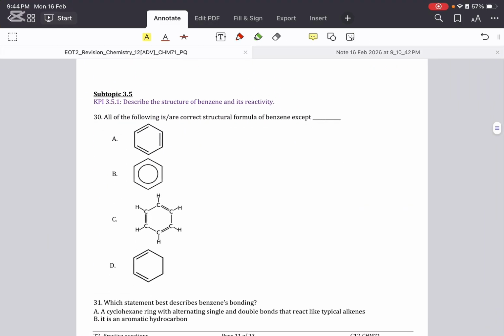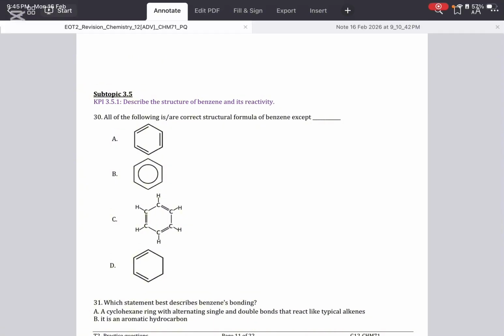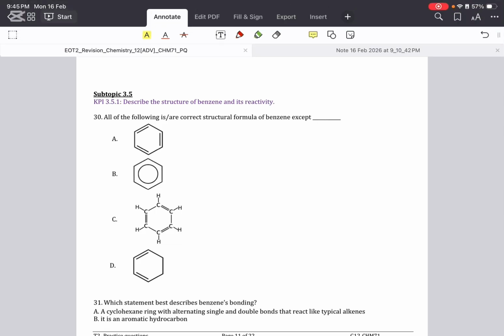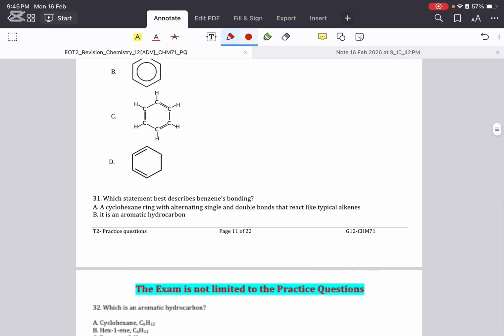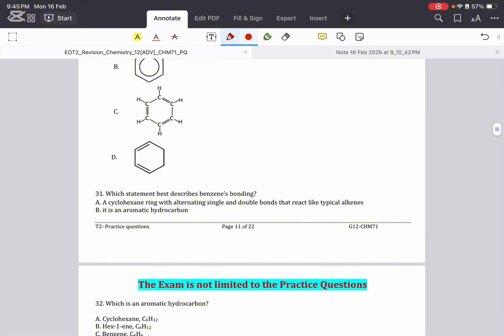Now, moving on to the last subtopic of topic 3, it's about benzene, the aromatic compounds. The KPIs included in this part cover describing the structure of benzene and its reactivity, if it's reactive or not, and the resonance, distinguishing between aliphatic and aromatic carbons, and naming the aromatic compounds. So it's pretty direct and simple. So how does benzene look?